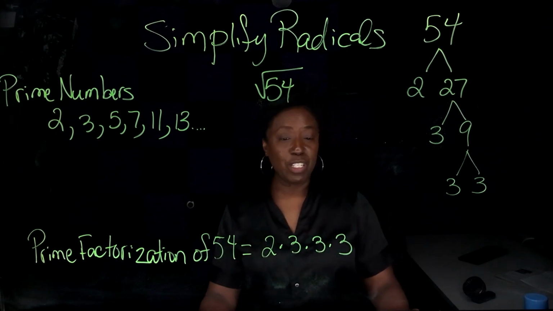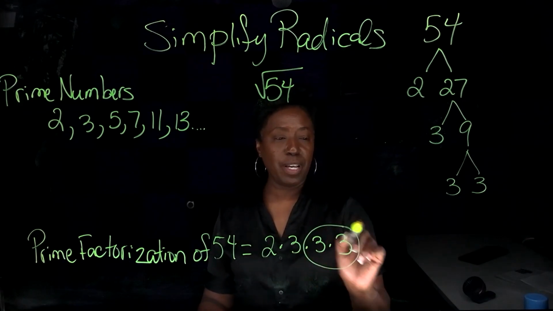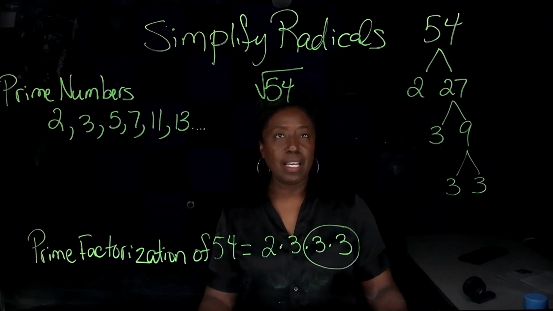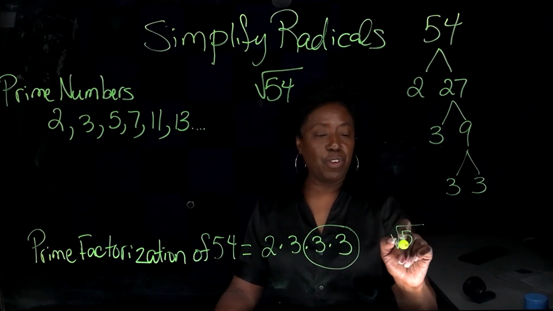Our next step is to circle all of our pairs. Here we have a pair of what? 3s. So now we want to simplify the square root of 54.